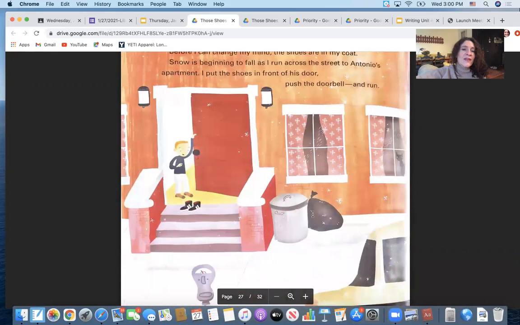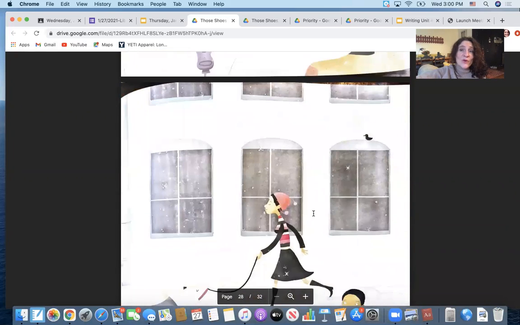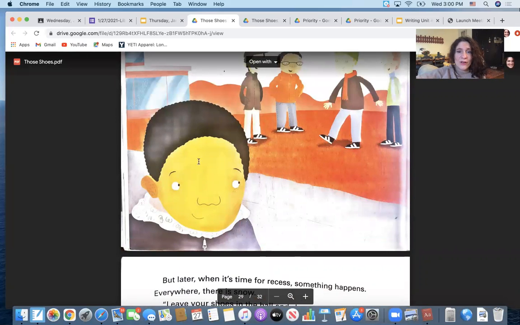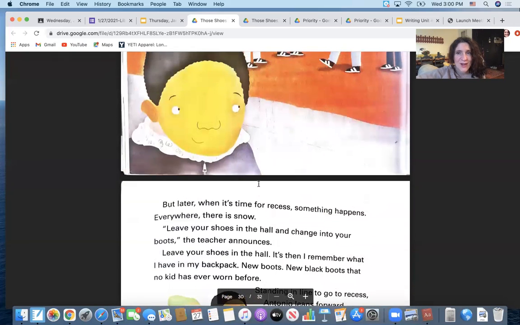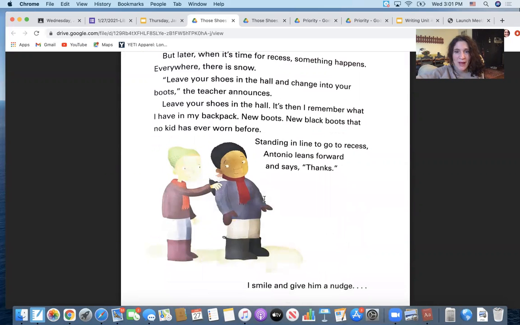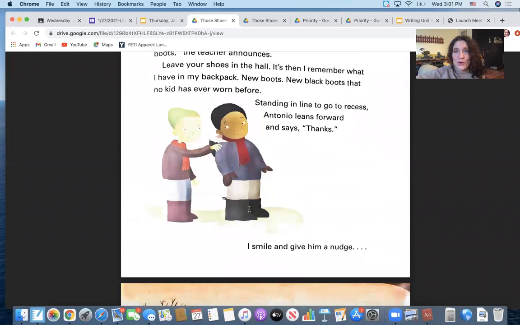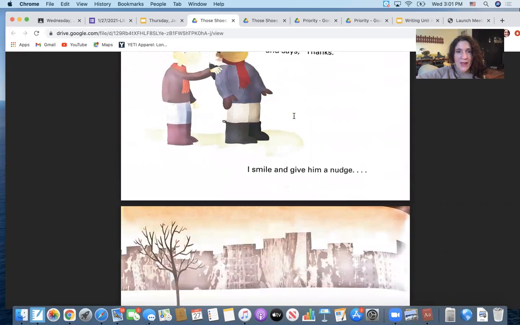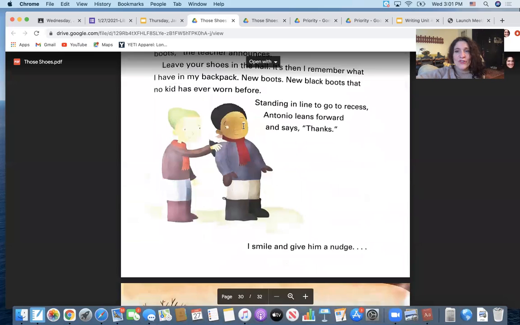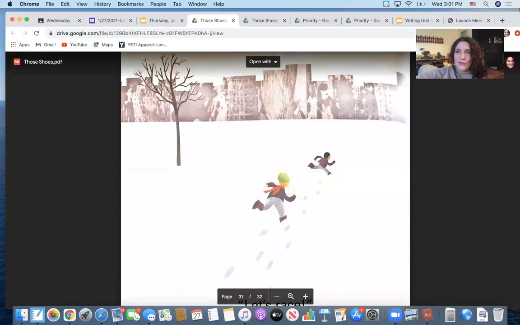And he gives them. And then it snows that day, and he goes to school, and everybody's got those shoes, including Antonio, and he feels bad. But then recess comes, and the teacher says, okay, leave your shoes in the hallway, and you're going to change into your boots. And that's when he realizes that he has a new pair of boots in his backpack, and he gets to wear those new boots that nobody else has ever worn before. And then he and Antonio go out and play, and Antonio says thank you for the shoes. It's a lovely little story.